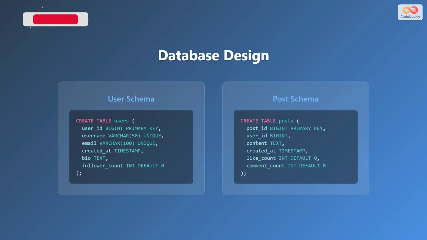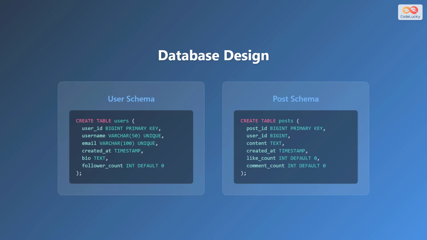Here is the database schema design. First, we have the user schema. The user table will contain user ID as the primary key with a big integer data type, username with a maximum length of 50 characters and has to be unique, email address with a maximum length of 100 characters and has to be unique, the time the user was created, the user's bio with text data type, and the follower count with integer data type that defaults to 0.